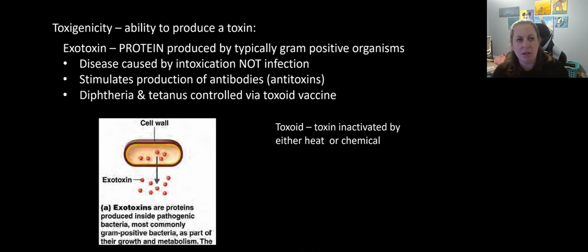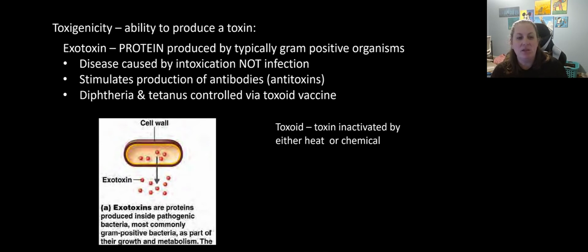So we're going to talk about exotoxins first. Exotoxins are going to be a toxin or protein that's produced by typically gram-positive organisms, and they release it out of their cells. Okay, so it's exotoxin. They're going to release it out. This is going to be where the disease is caused by an intoxication, not an infection. So the disease is caused by the toxin, not the infection. This stimulates a production of antibodies, which we call antitoxins. And a great example of those who make exotoxins are diphtheria and tetanus.